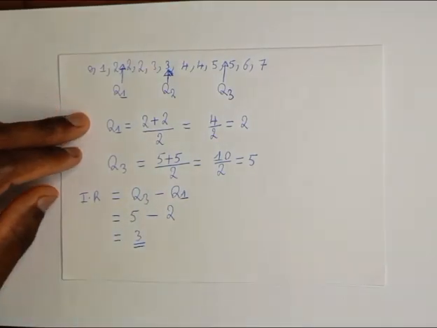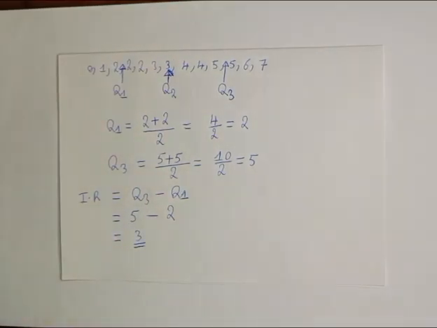We underline the answer. This is how we find the median, the range, and the interquartile range for ungrouped data.